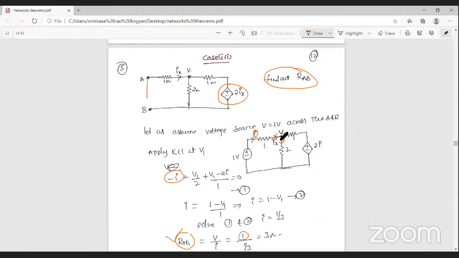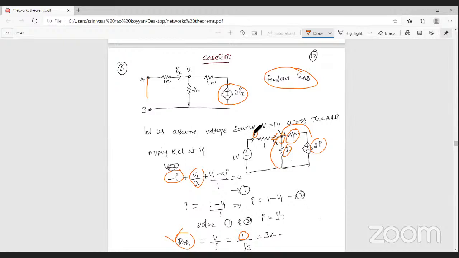Next here, V1 minus ground voltage 0 by 2 ohm, that is V1 by 2. In this branch also, V1 minus the voltage source. What is the voltage source here? 2I. So V1 minus 2I by 1 ohm resistance. Let us call this equation 1.